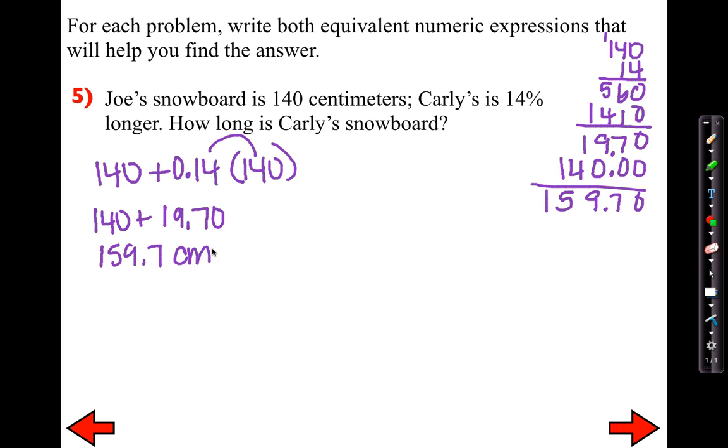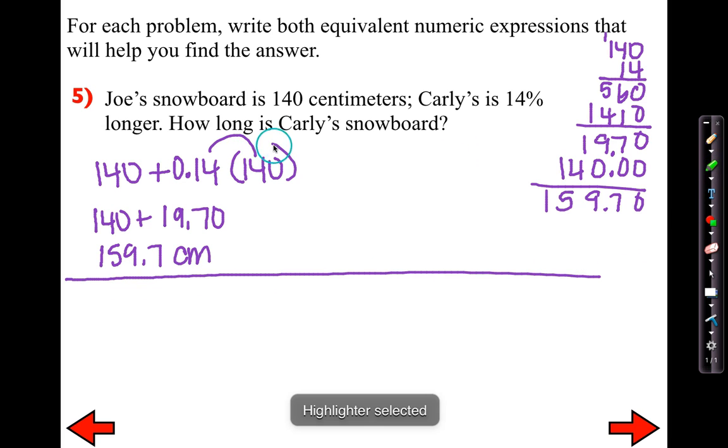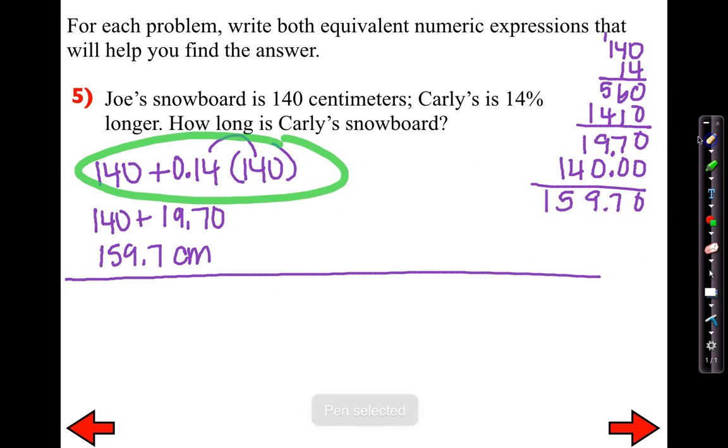Centimeters long. Okay, now is there another option? The answer is yes. The other option would be to consider that instead of taking 140 and adding 14% of that, Carly's is basically 114% of Joe's snowboard. So we're going to take 140 and consider the 1%, which is basically a 1.